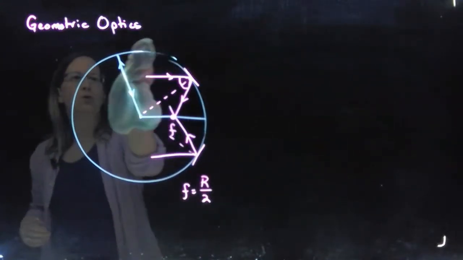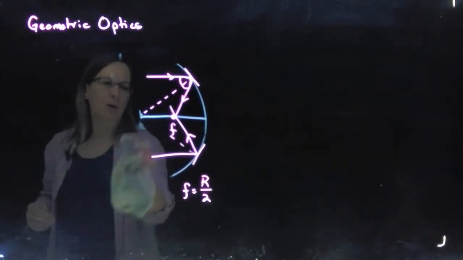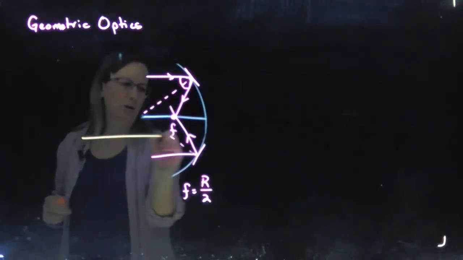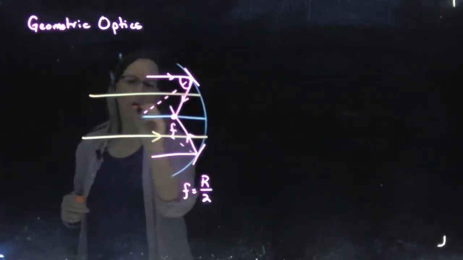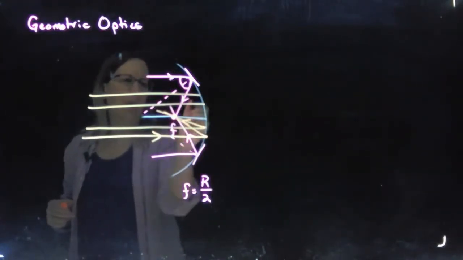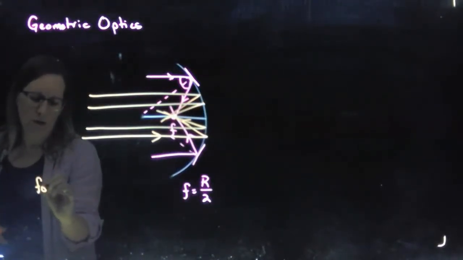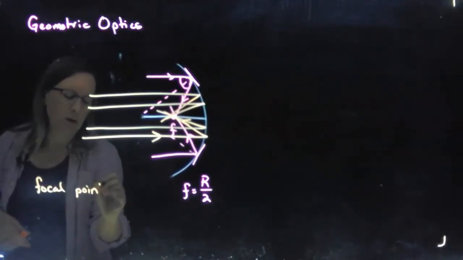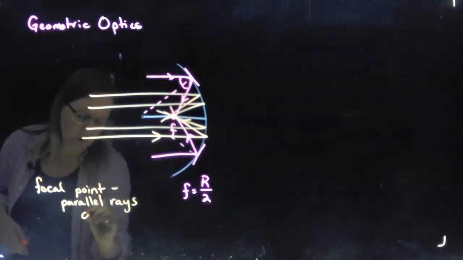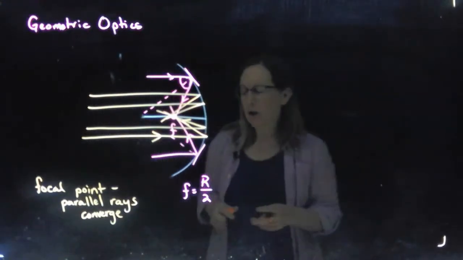So if you make a mirror, so instead of making it a full circle, but you make a mirror like this, then what happens is light rays that come in basically parallel, so come in like this, like that, like this, like this, if you do your geometry, they're going to come back all to this focal point. Okay, so the focal point is the point at which parallel rays converge.